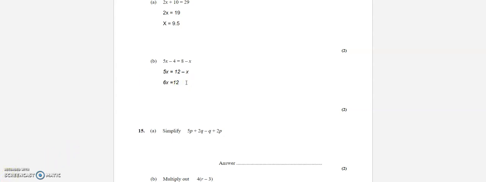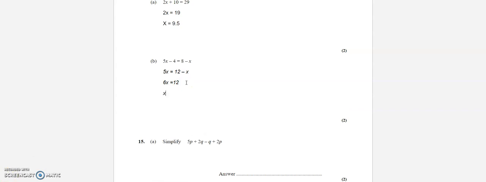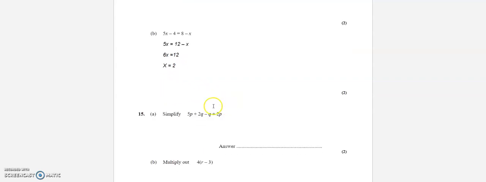And finally, for that one, if we want x on its own, I've divided by 6 there to get from 6x to x. So we're going to do 12 divided by 6 as well. 12 divided by 6 equals 2. That's that one done.